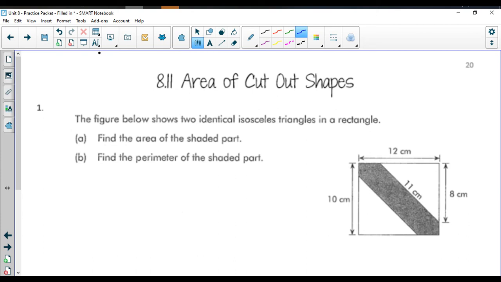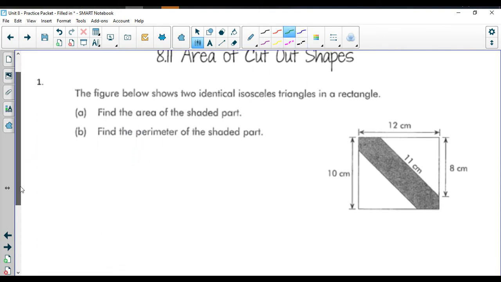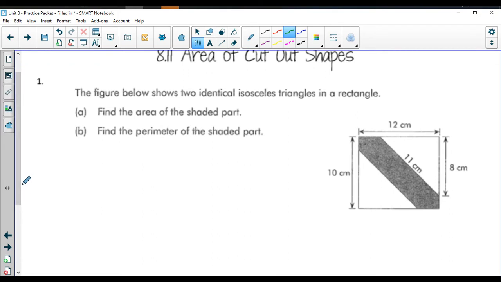All right, final lesson in this practice packet is lesson 8.11. This is area of cutout shapes starting on page number 20. So question number 1, the figure below shows two identical isosceles triangles inside a rectangle. Find the area of the shaded part and then also the perimeter.